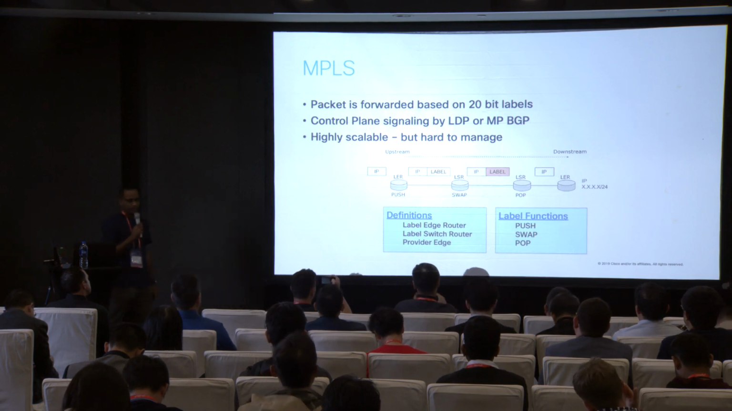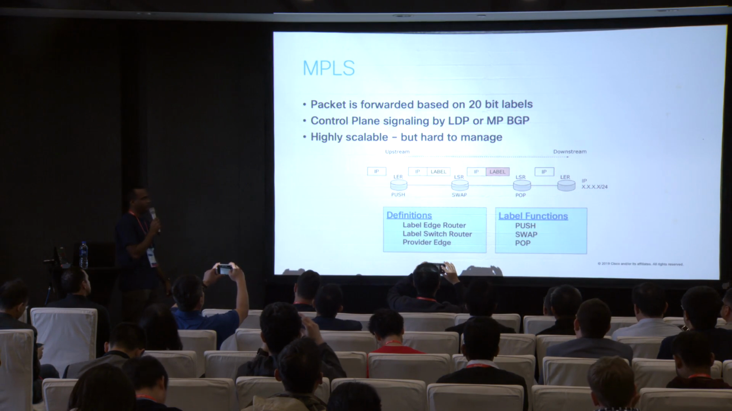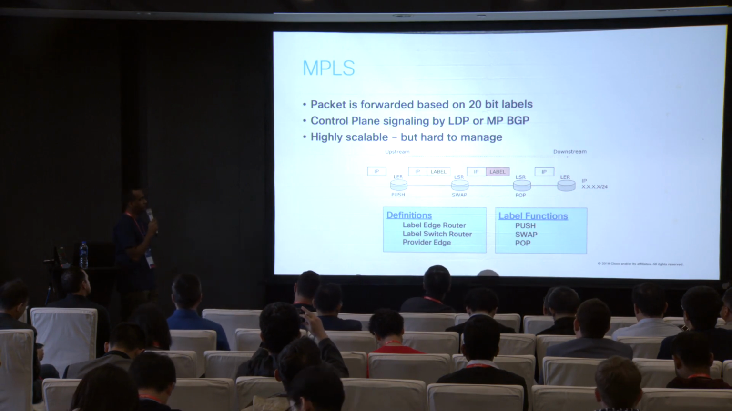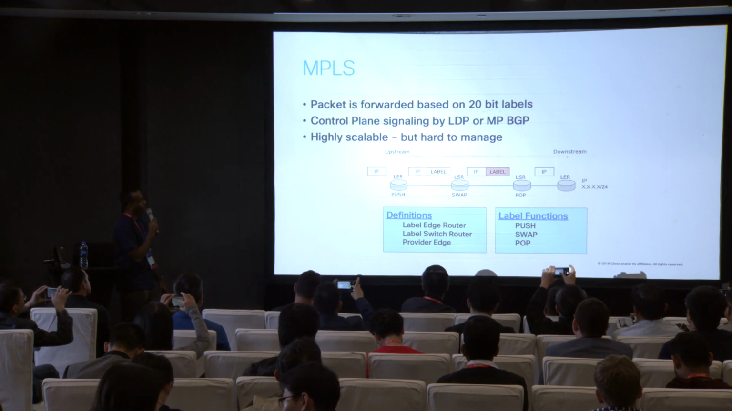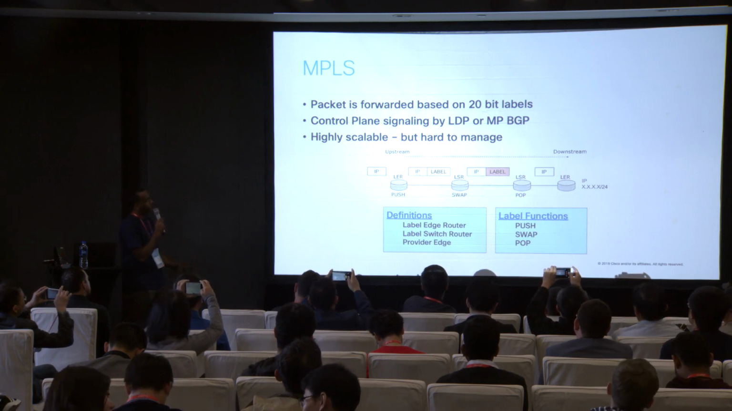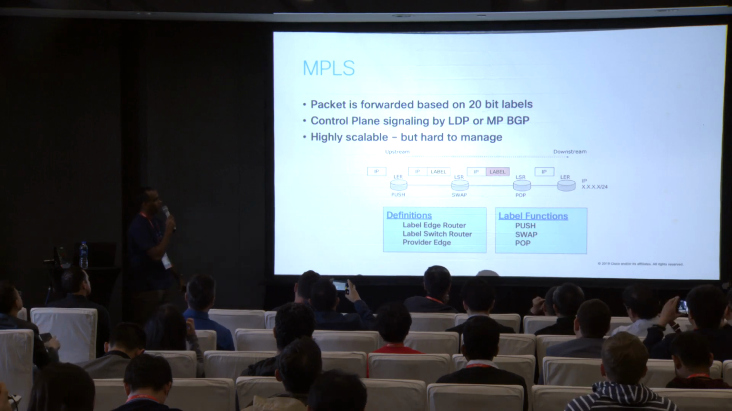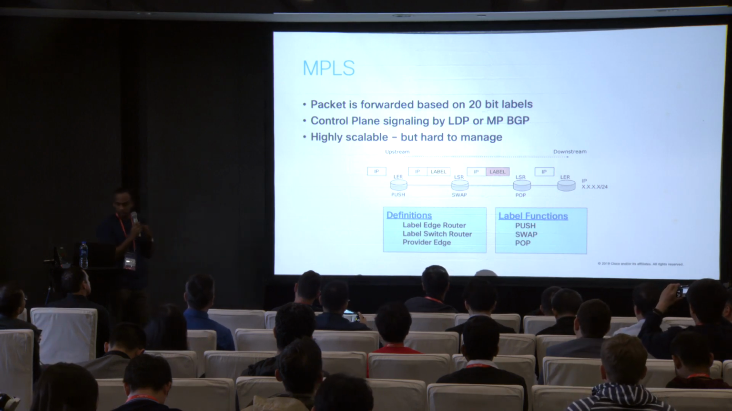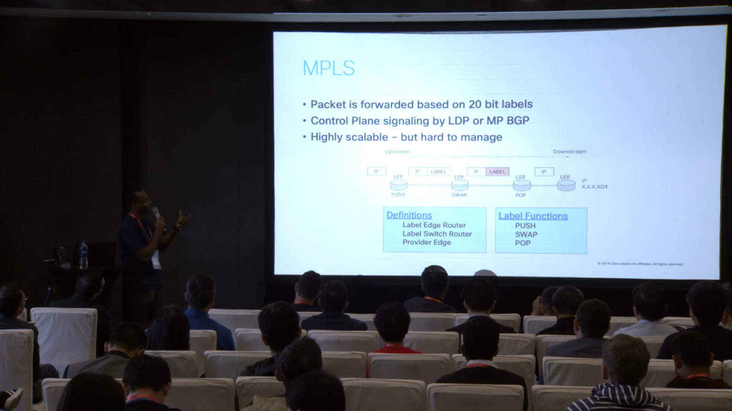So MPLS has been in existence for so long, and every service provider loves MPLS because it's highly scalable. It has only 4 bytes, and out of 4 bytes you have 20 bits for the label, and the rest is for the QoS and the end of stack. It's a pretty tiny header size.